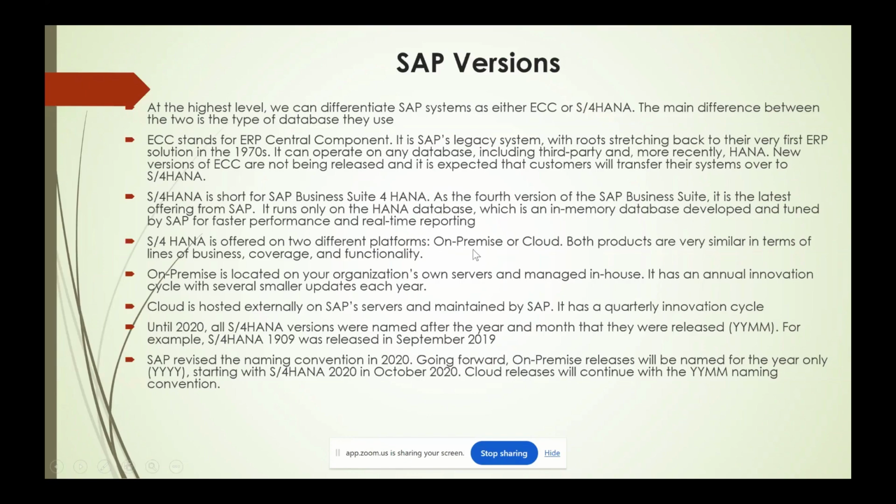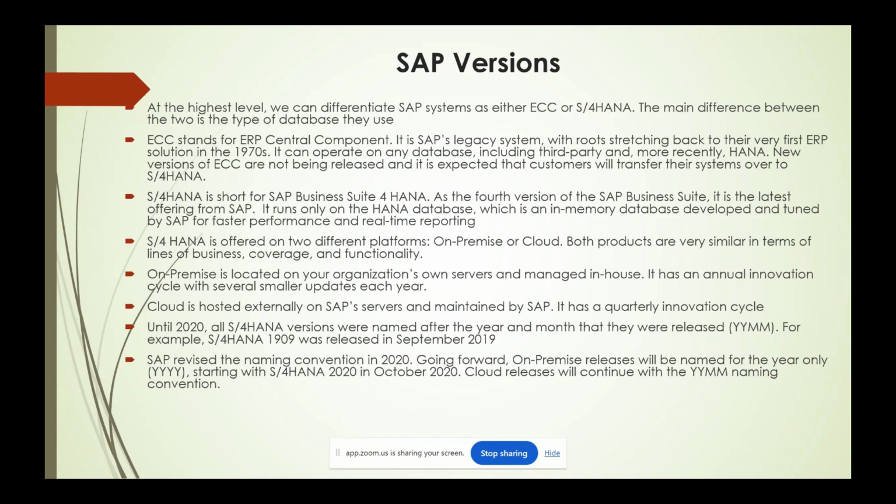So what is the naming convention of SAP? I mean, how are the versions named? Currently, the latest on-premise version is SAP 2025, which is nothing but your year of release. But how was this naming convention used earlier, and what changed now?